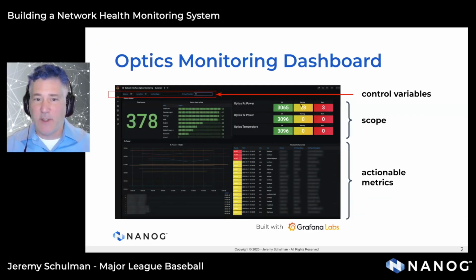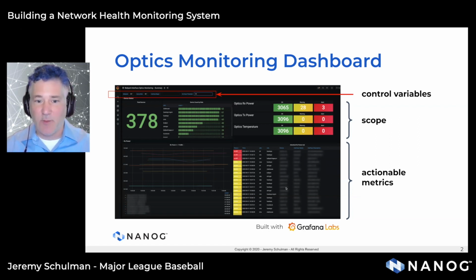And right away, we can get a high-level understanding of the impact of issues. For example, we know right away that we have 3 optics that are in an alerting state and 28 that are in a warning state. So we can understand, how bad is it or how good is it right now.